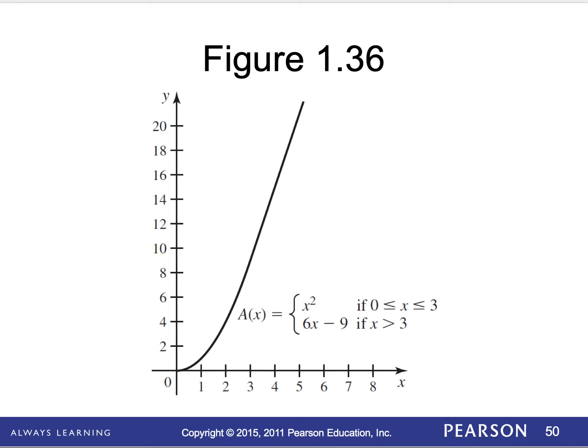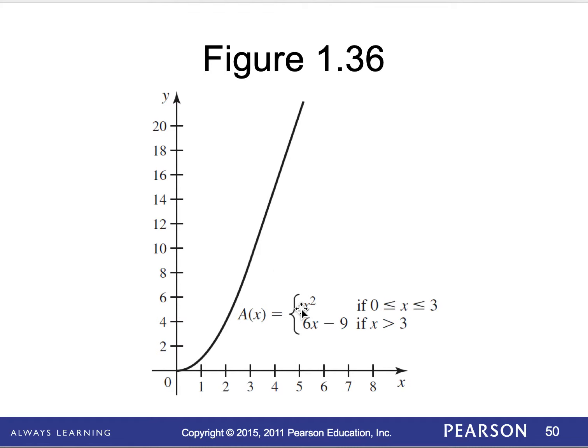Here's another example of a graph. What is it doing? It's y equals x squared between 0 and 3. And then it's going to be 6x minus 9 if it's greater than 3, which is why we get this straight. Notice how it goes from being curved to straight. That's because I'm graphing these two together.